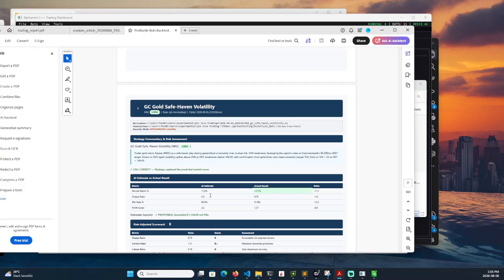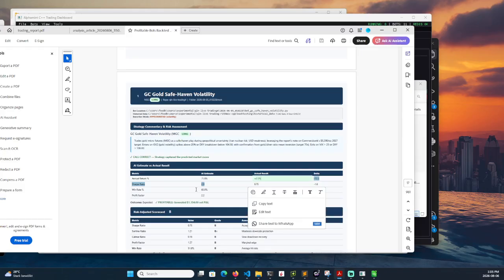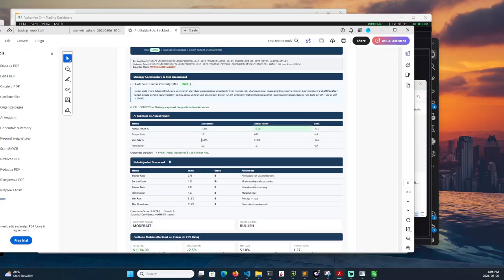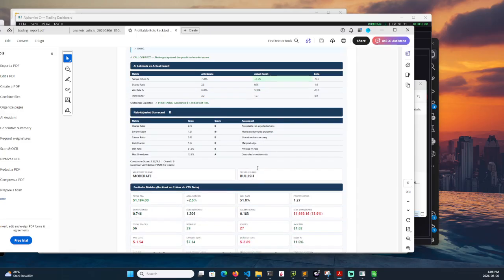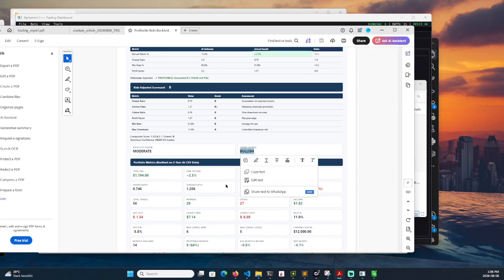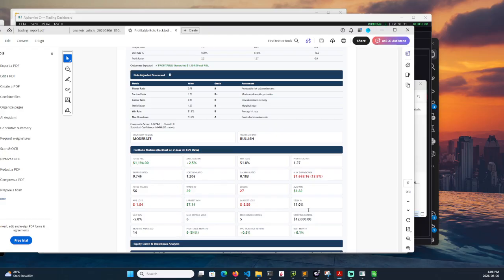Sharpe ratio, much lower than what's anticipated here. So there is that check, 0.75. Win ratio of 51% with a profit factor of 1.27. So this is what you want to watch. Okay. Then we get the standard portfolio metrics, Sharpe, Sortino, Calmar, all the rest with a grade, an assessment as well. And then right now there's moderate volatility, bullish trend, and all the other metrics in here.